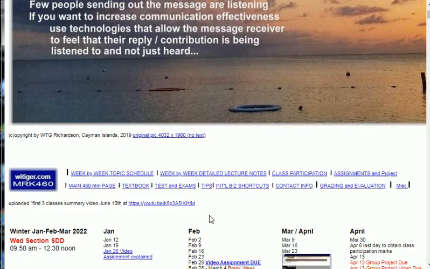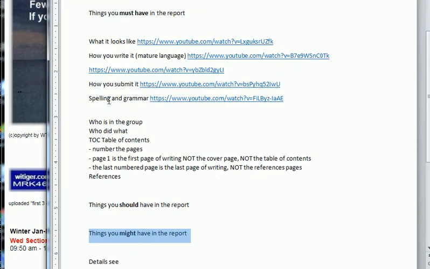Then going back to my little list here. The other thing too is things that you must have in the report. Who is in the group? That's kind of an obvious thing, but you'd be surprised how many people hand in a report with a nickname of somebody for the first name because they only know their WhatsApp name. They don't know their last name. Their last name is actually 2 names. They don't know which one comes first in the alphabetical ordering.